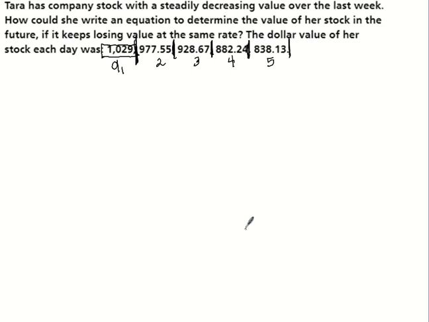So we would first have to go find our common ratio, and we need to talk about the fact that it's decreasing. So that's going to change some things, right?